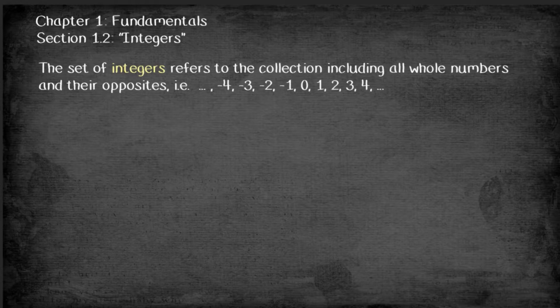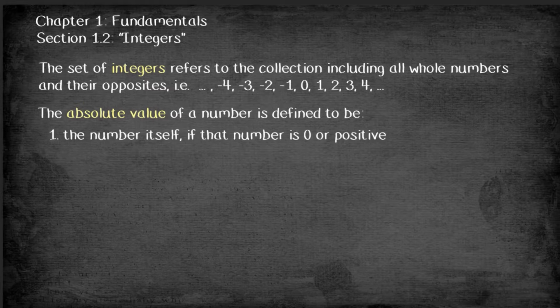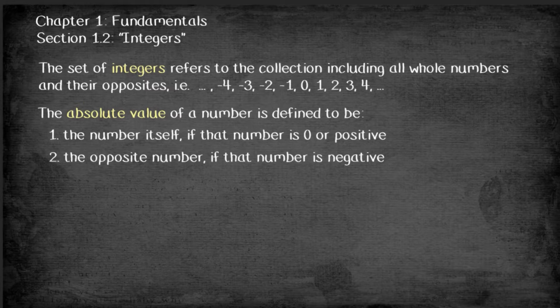When we have the integers, it's really useful to have a notion of how big or small a number is. So that's what we're going to define the absolute value to be. It is defined to be the number itself, if that number is 0 or positive, or the opposite number, if that number is negative.